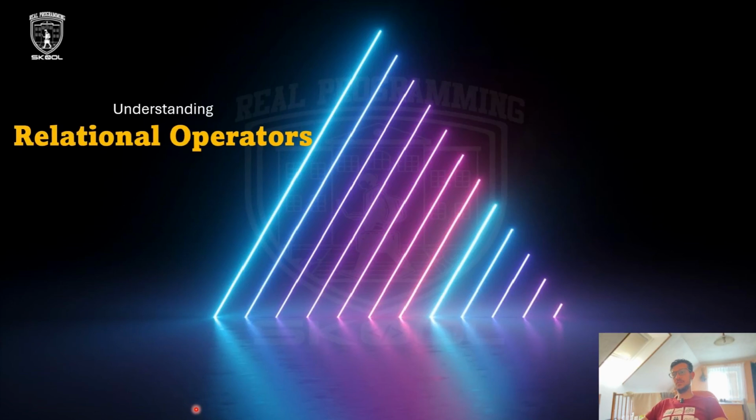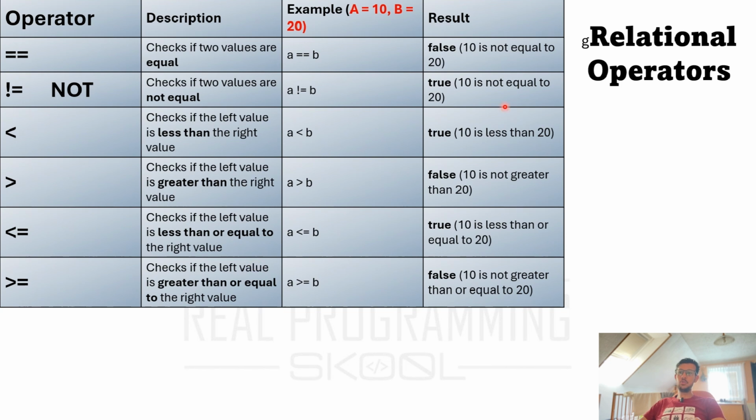Our lesson today is about relational operators, and let's see what relational operators are. Usually we use relational operators to compare two things, and the result of a relational operator will be false or true, 0 or 1. False can be represented with 0 and true with 1.